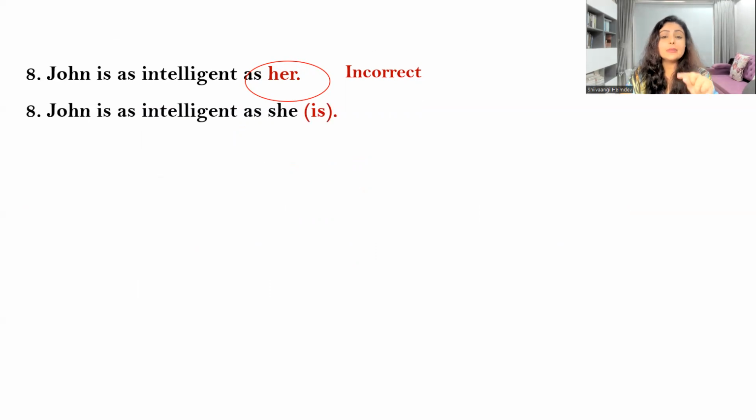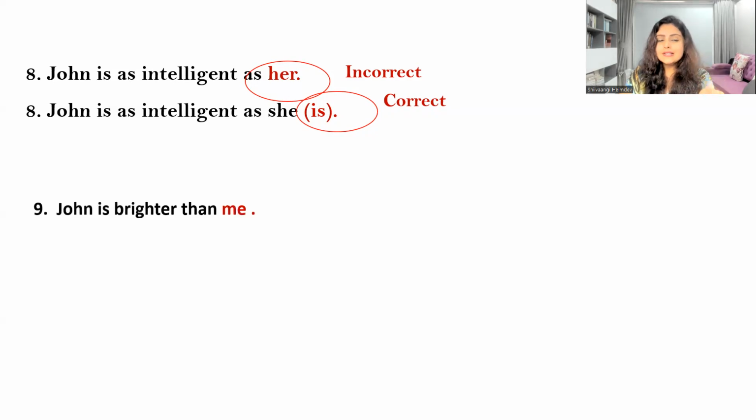What will I say? Instead of her, I will make use of the subject pronoun, which is she is. Is is in the bracket. You can use it or you can drop it. Anything is okay. But what is important here is she, and not her. Now, this is the question that I leave for you all. You can watch the video, understand the concept, and apply it in this sentence.